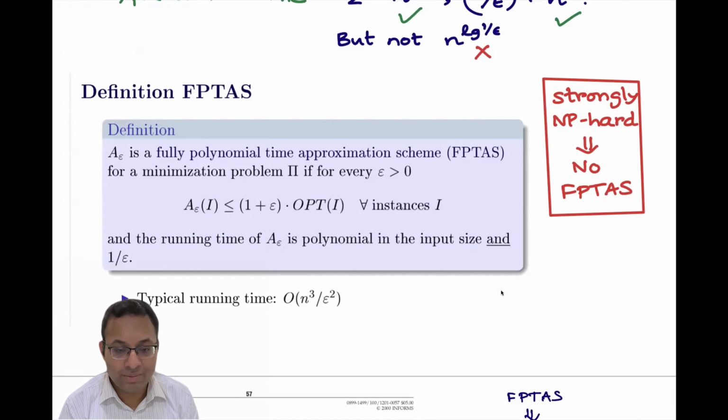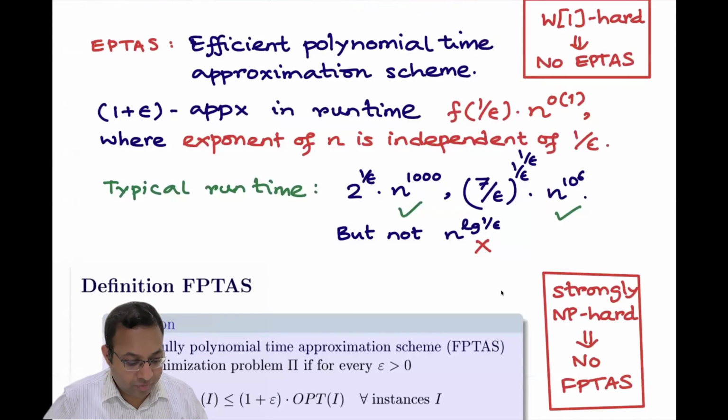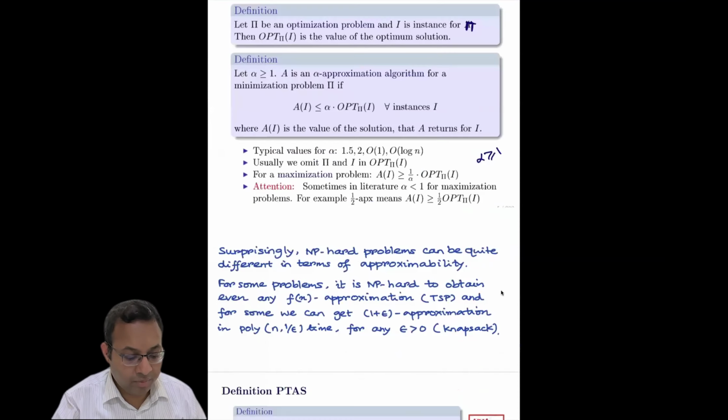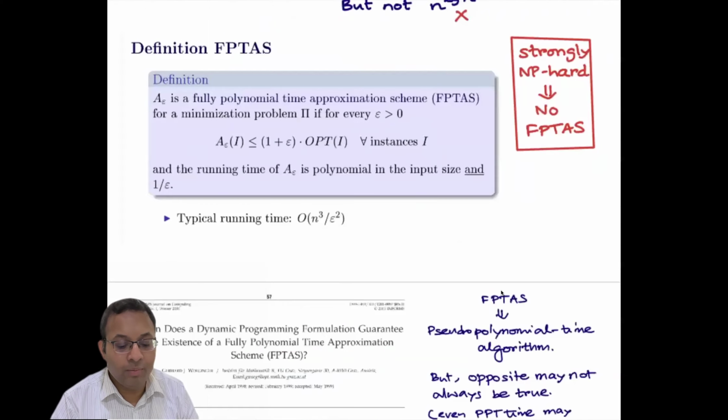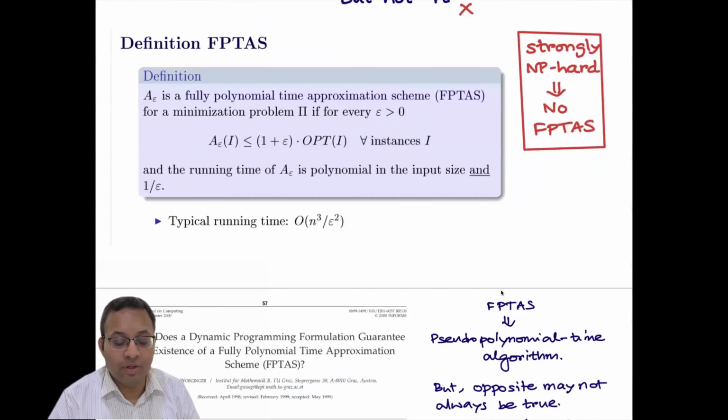For a maximization problem, similarly, we can define the approximation ratio as follows. If A epsilon of I is greater than or equal to 1 by 1 plus epsilon times opt of I, then we call it a 1 plus epsilon approximation algorithm. So first of all, it is an approximation algorithm with a 1 plus epsilon factor, and the second part is running time.